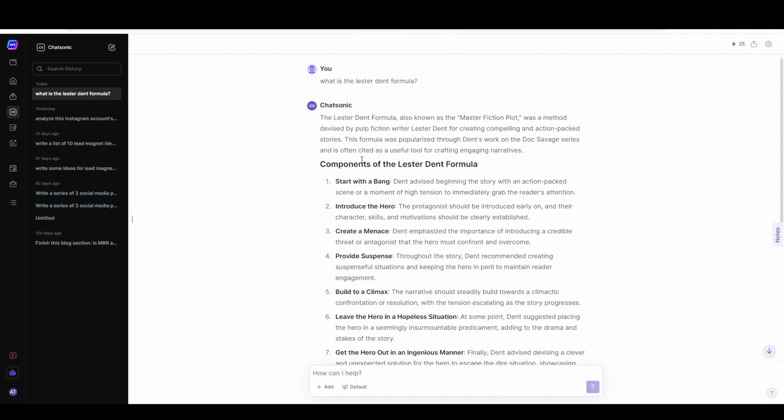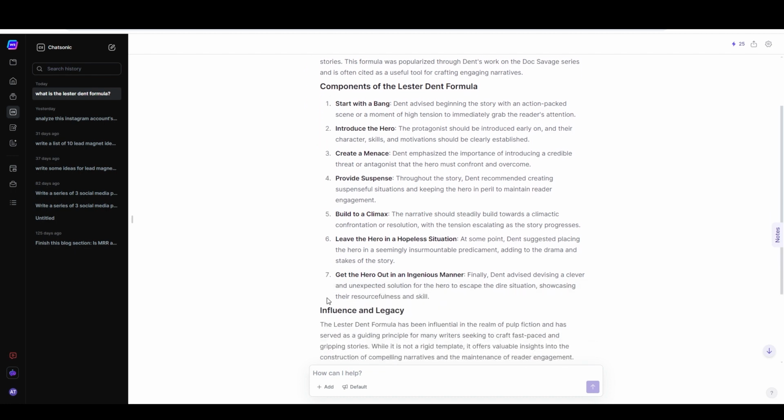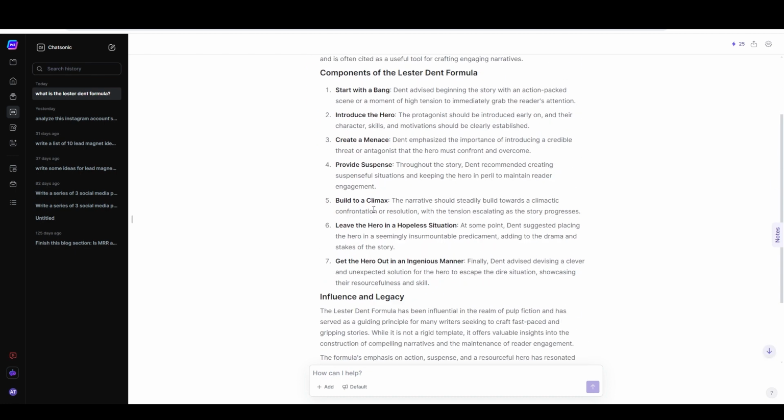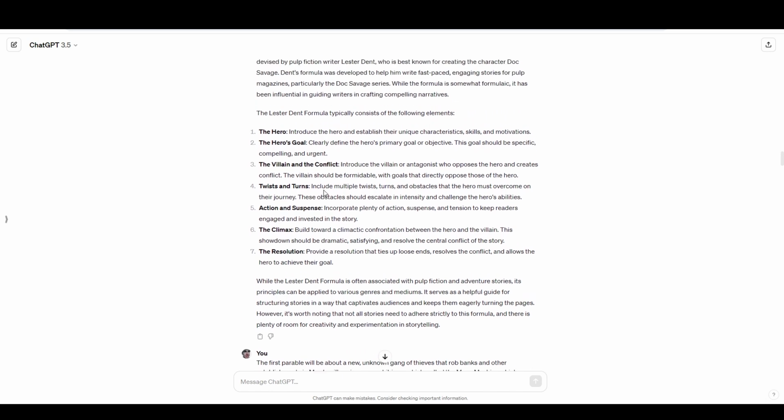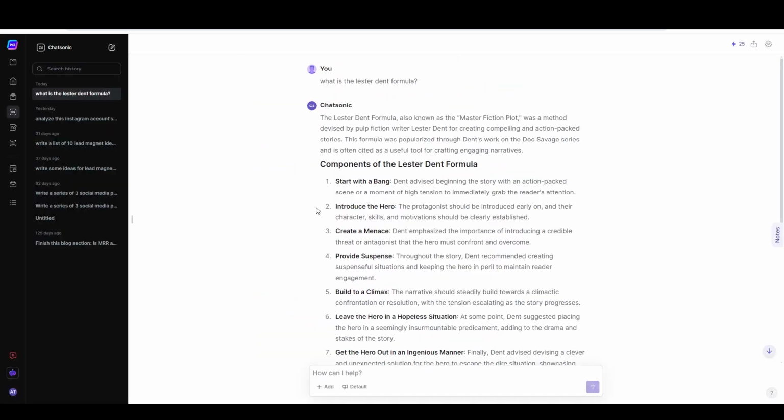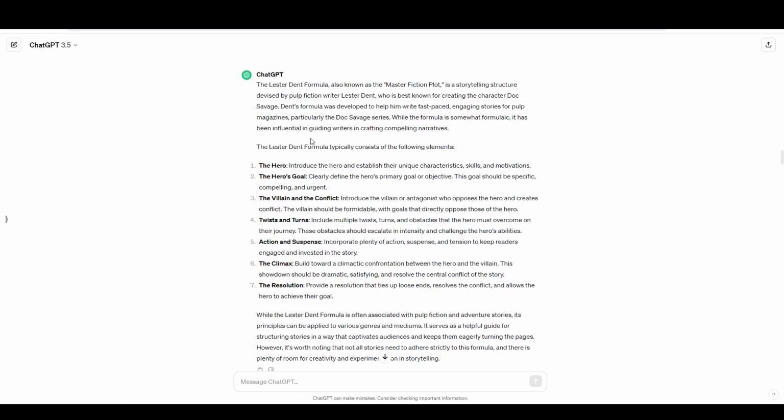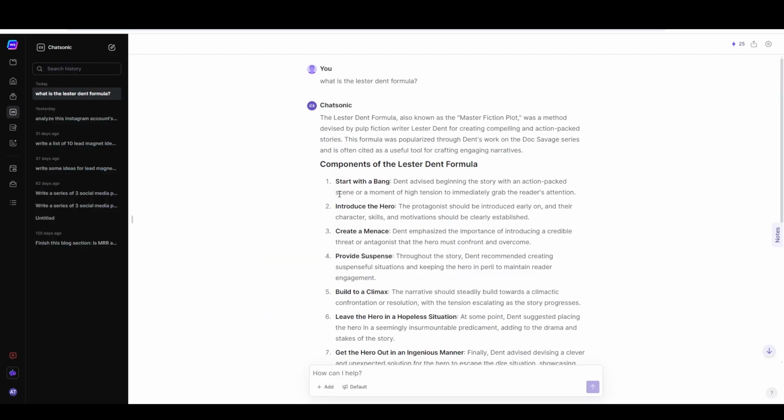In both of them, you have an explanation and then a point-by-point breakdown of how it works and then a little bit more information. But when you actually look at the point-by-point, the WriteSonic one is significantly more helpful. I wouldn't say that ChatGPT's is necessarily incorrect, but if you're a writer trying to learn how to use this formula, then I would definitely say that WriteSonic did a better job.